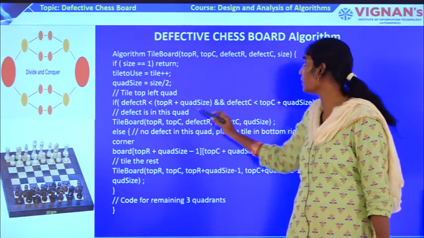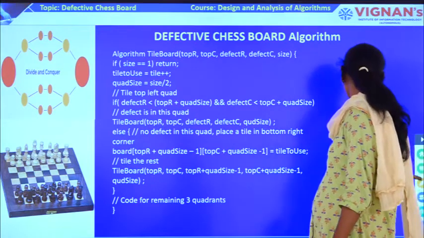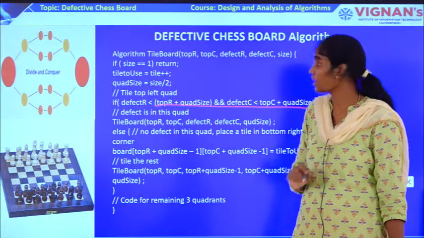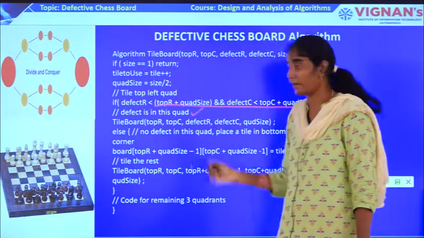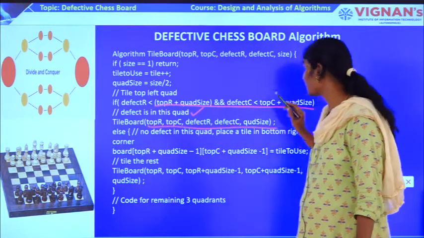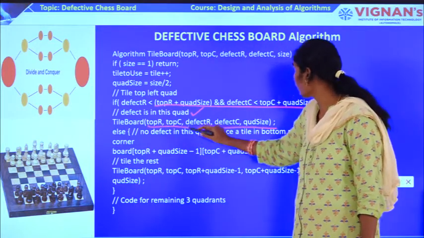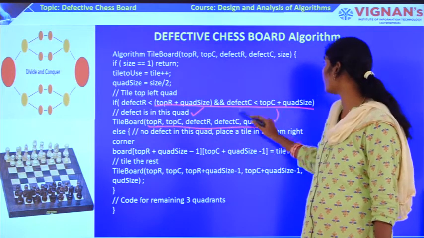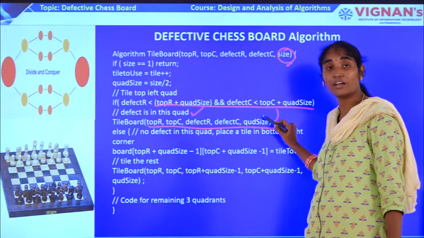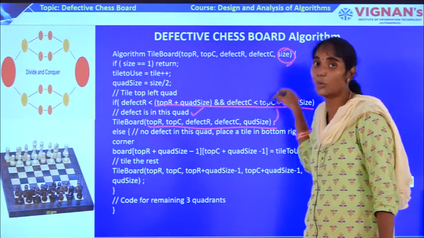So please remember, if this condition evaluates to true, then simply we can conclude that the defect is in this quadrant. So for that reason, again we are calling this function with top R and top C, defect R and defect C, and now quad size gets changed. Here initially it is size, but now we are calling this function with quadrant size.